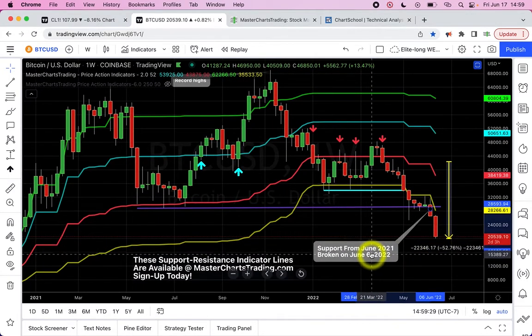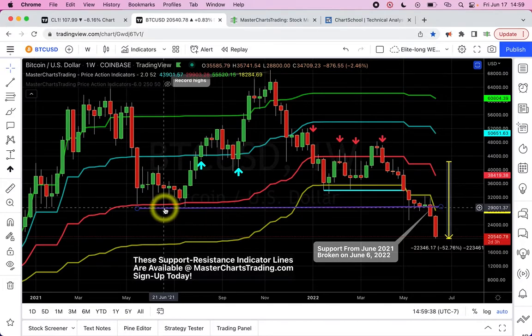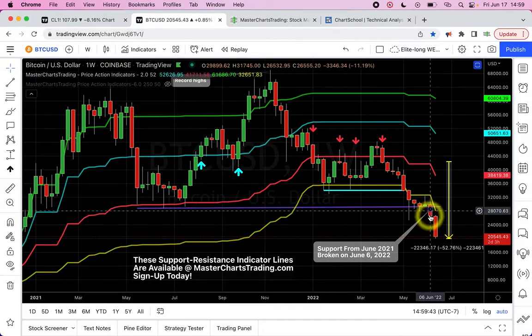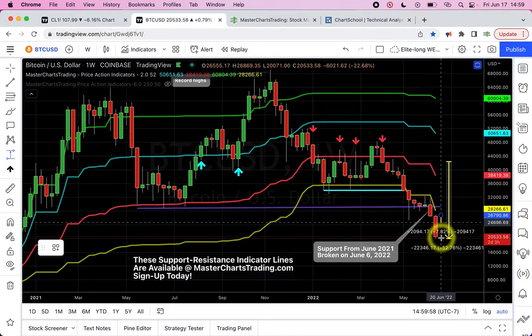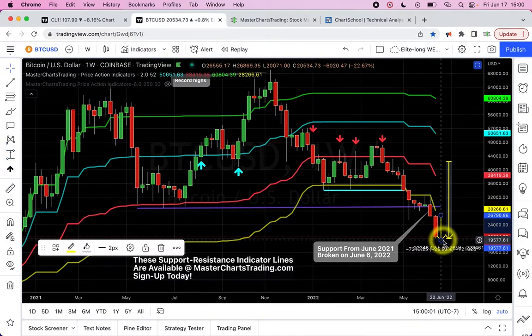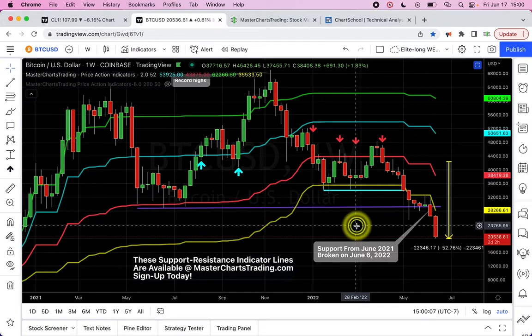More importantly, notice this dark purple line that I drew. This dark purple line was marking the lows from 21st of June of last year. And we broke that support by closing below it, where I'm hovering, on the week of June 6th of this year. And as I was predicting, we collapsed. So last week, this week is quite a large move down. This was just in 1 week, like a 25% move from 26,000 to 20,000.